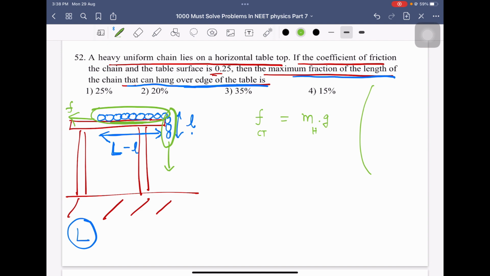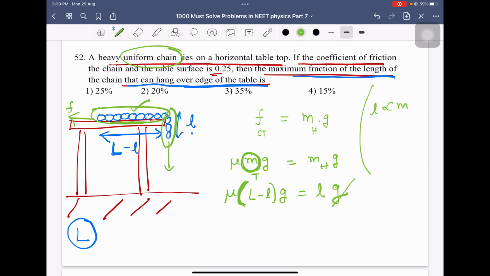Now here we know that since it is a uniform chain, length is directly proportional to mass. Therefore, frictional force is equal to mu mg, which is equal to the mass of the hanging portion into g. Now what is this m? Which mass of the chain is responsible for friction? The mass of the chain which is on the table. That mass lying on the table is proportional to the length of the chain lying on the tabletop, that is L minus l, into g, which equals the mass of the hanging portion, proportional to the length of the hanging portion.